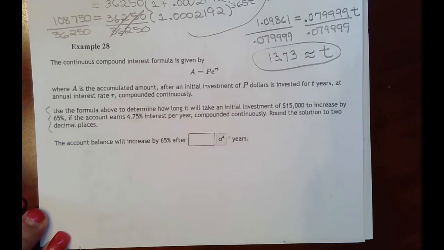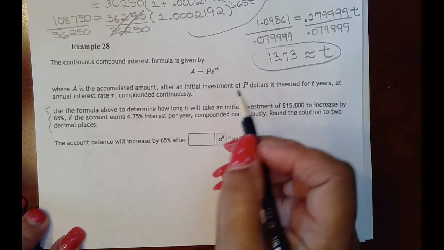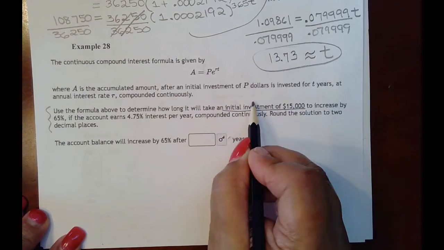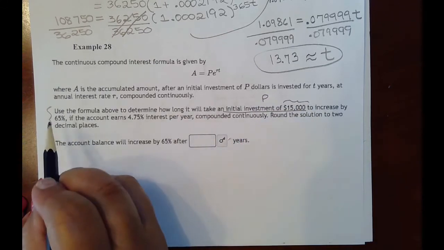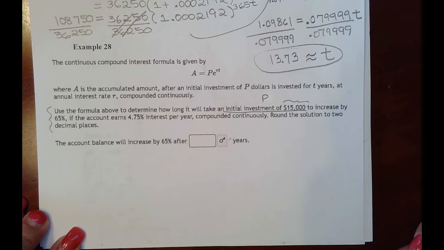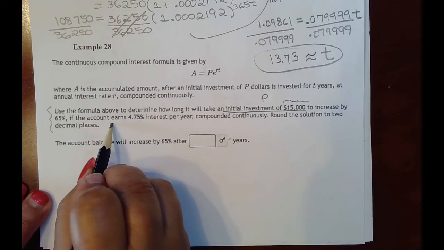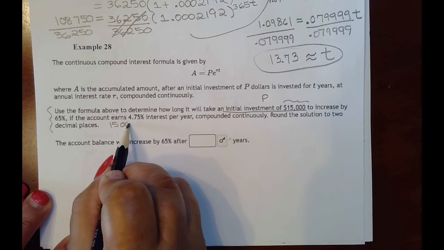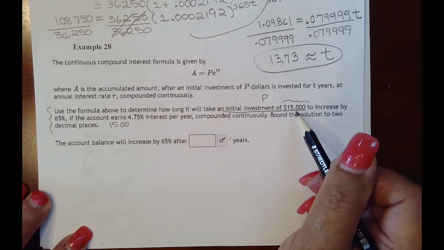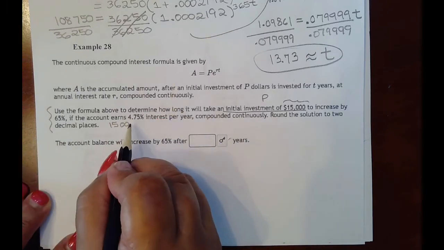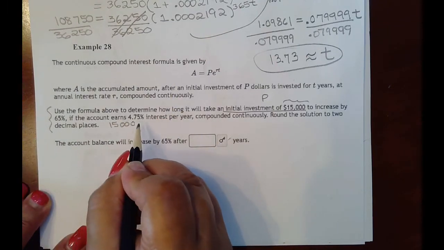So parameters of the problem are down here. Use the formula to determine how long it will take an initial investment, that's P, right there, to increase by 65%. Okay, well, here's the original amount. We want to find out what they're talking about as far as the final amount. All they have described to us is that that final amount is going to be this increased by 65%. So here's the original amount, 15,000.